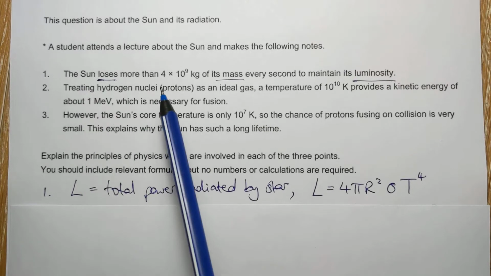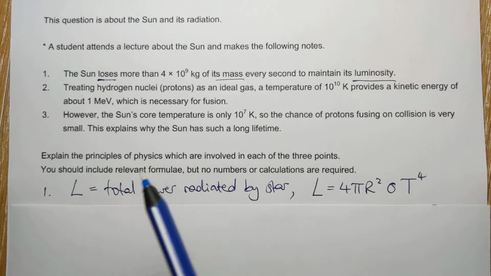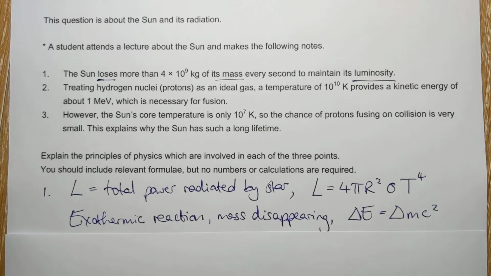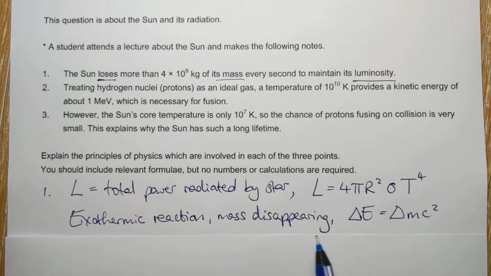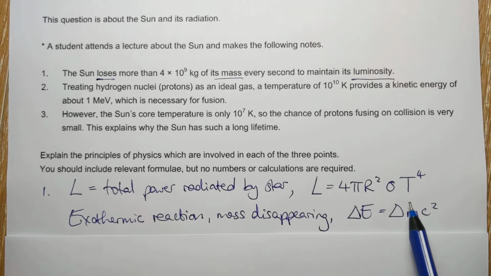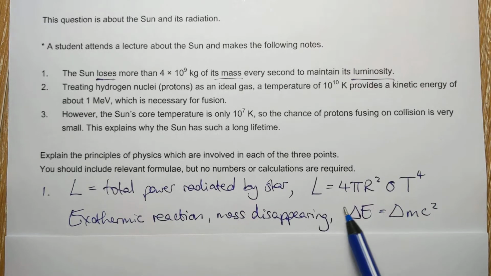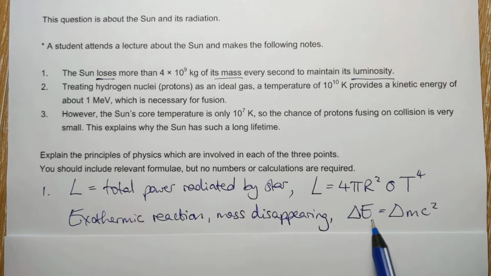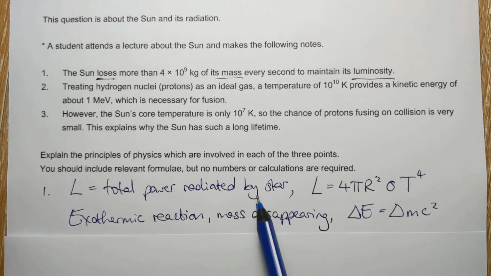The sun is doing a nuclear reaction that is exothermic. It's giving out energy. And that means that mass must be disappearing. And the amount that disappears is called the mass defect. And the energy that it turns into is given by this formula. And it's this energy that's being radiated by the star. Okay, so look, we actually knew a lot of stuff that was relevant to number 1 there.